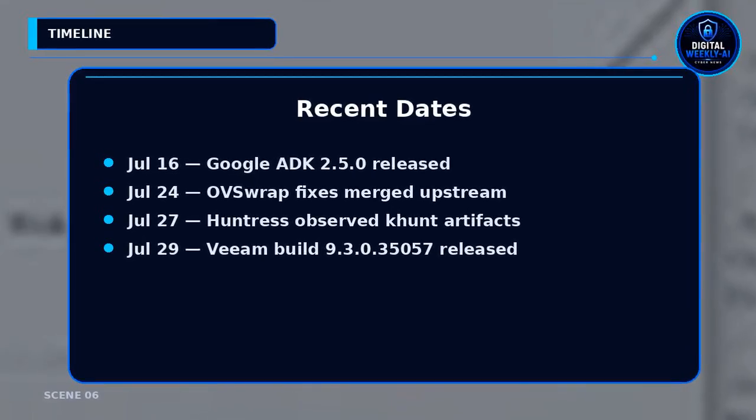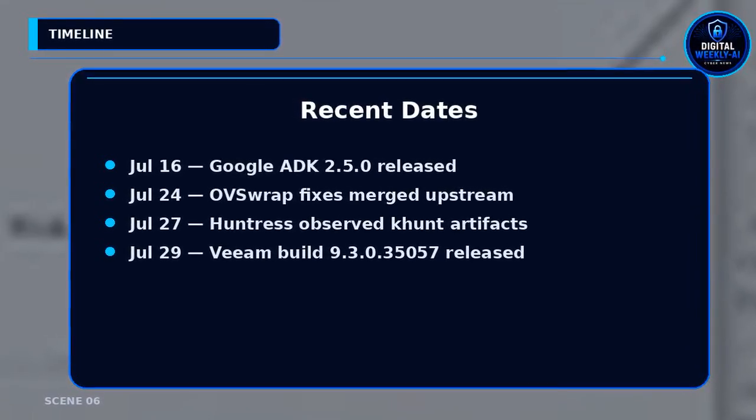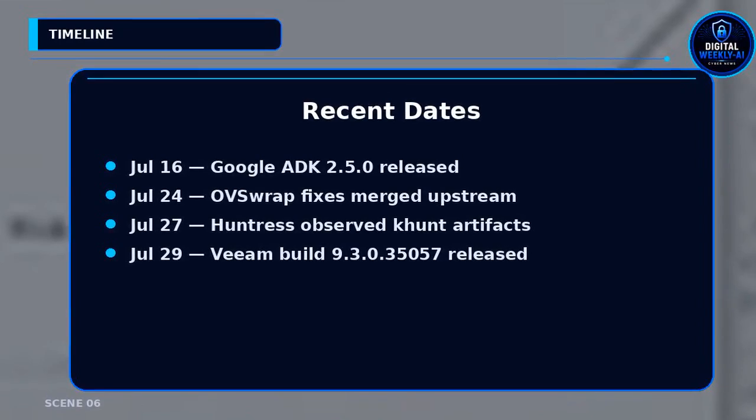Key dates from vendor and research reports. Google shipped ADK 2.5.0 on July 16, 2026. OVS wrap upstream fixes landed July 24. Huntress observed K-Hunt artifacts on July 27. Veeam released build 9.3.0.35057 on July 29 and published a security bulletin on August 4.